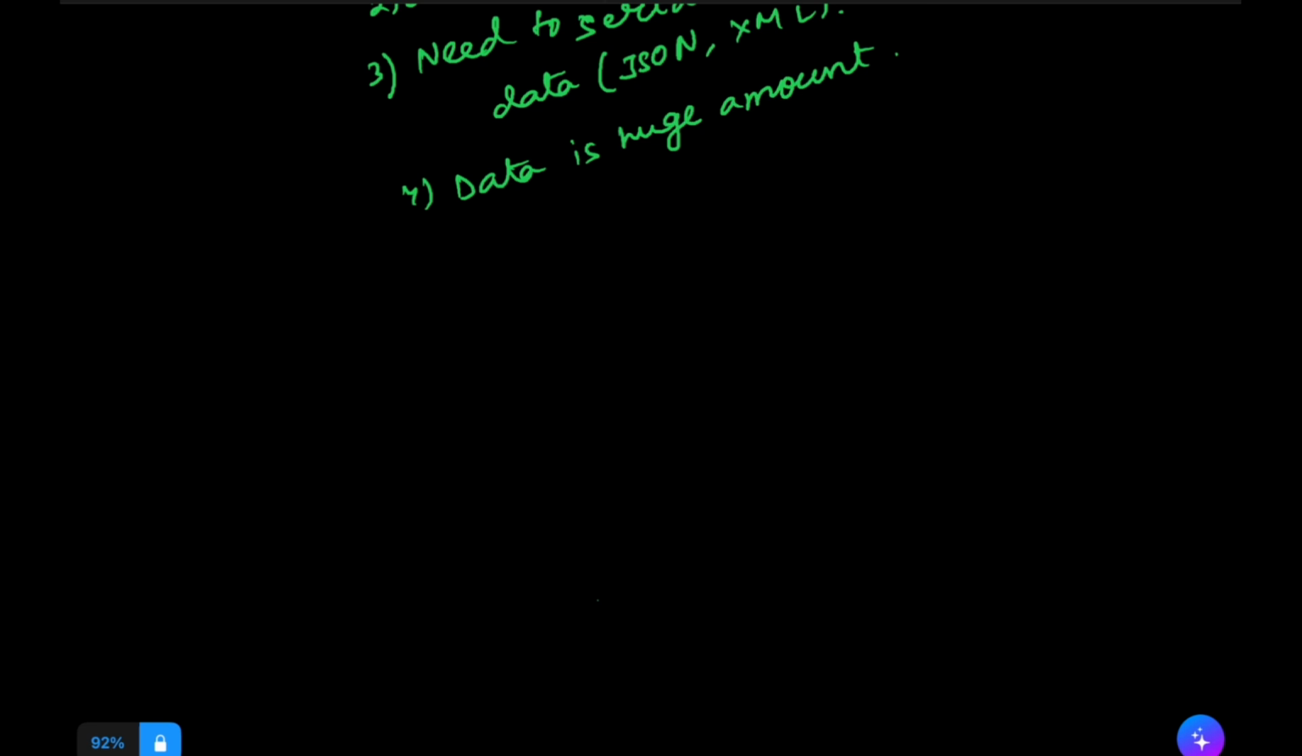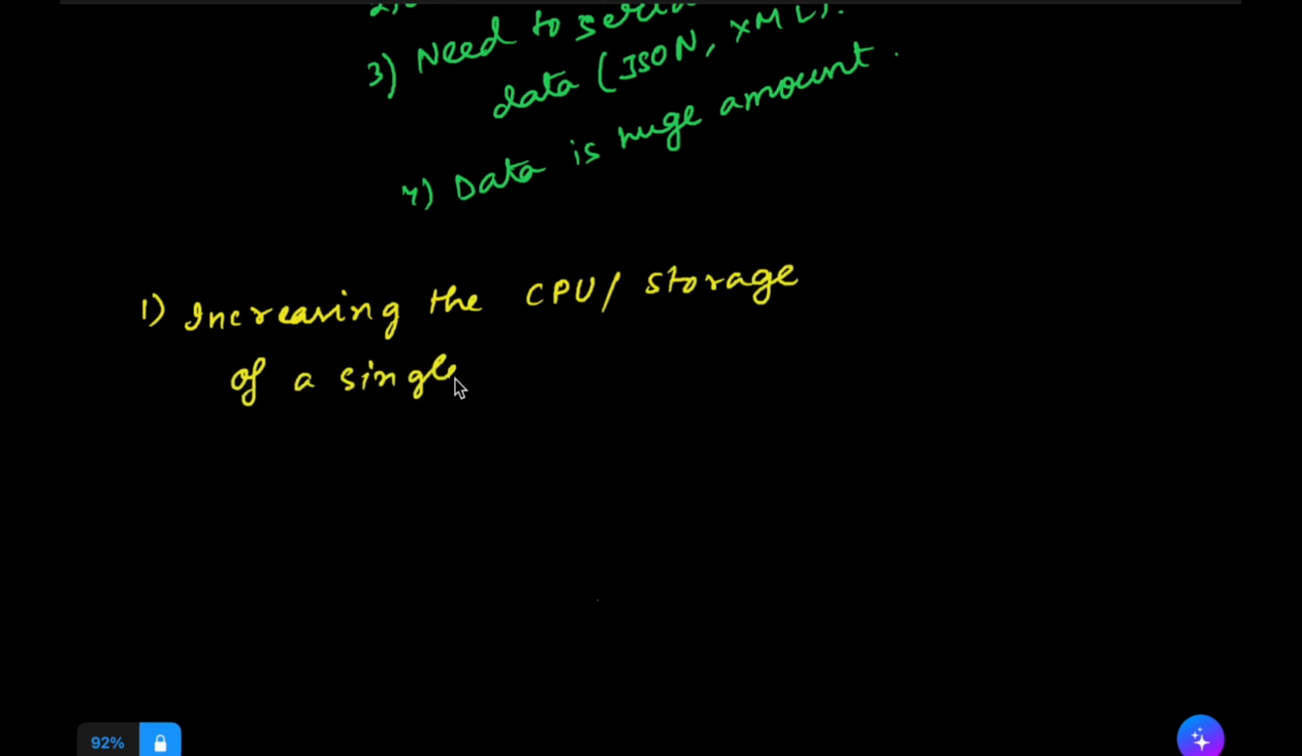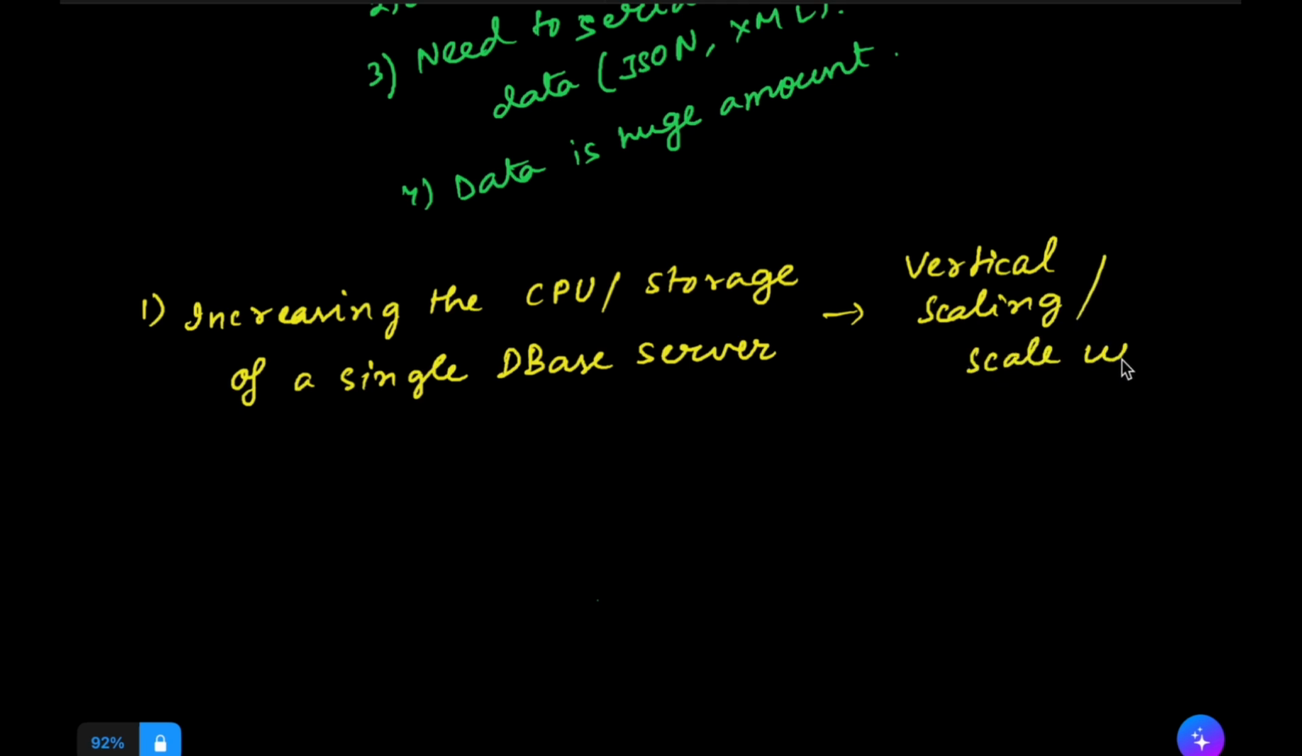This factor, increasing the CPU or the storage of a single, let's say, database server, is called vertical scaling, or we can term it as scale up. It's like adding more CPU or RAM, etc., and increasing the storage.